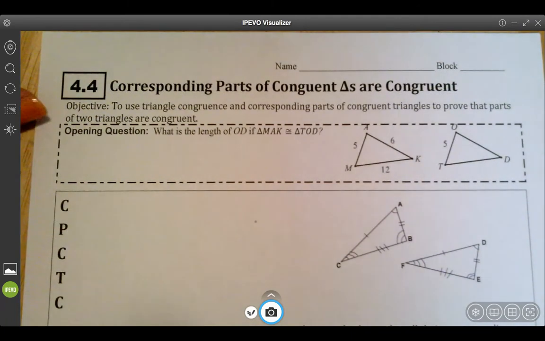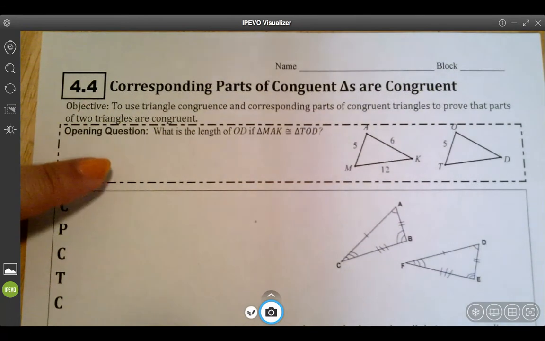Starting with 4.4, our objective is to use triangle congruence and corresponding parts of congruent triangles to prove that parts of two triangles are congruent. So what does that mean? That means we're using the congruence theorems that we just learned to prove that triangles are congruent. And then we're taking that one step further to say if the triangles are congruent, then all of their parts must be congruent. So remember, our original definition was that we had 6 congruent parts, and then we said, well, we really only need 3 in order to prove it. And now we can say as long as we have those 3, then the other 3 must also be congruent.